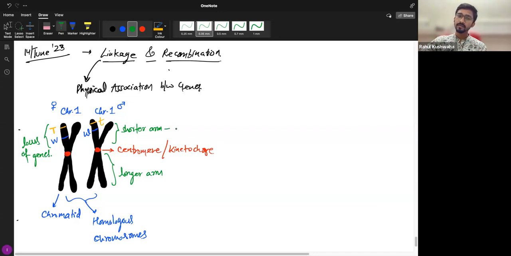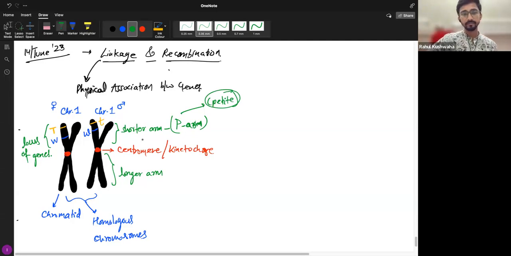The shorter arm is called P arm. The word P comes from petite. Petite means small in English. That's how you can remember P arm. P arm is always the shorter arm. And the other one is called Q arm. They didn't take much effort and just used P and Q. Whatever came next to P, they call it Q arm. So Q arm is longer and P arm is shorter. Is it clear, everyone?